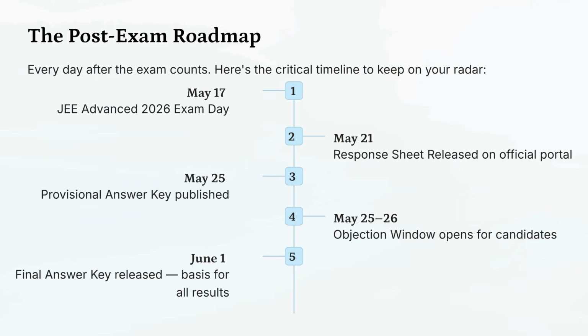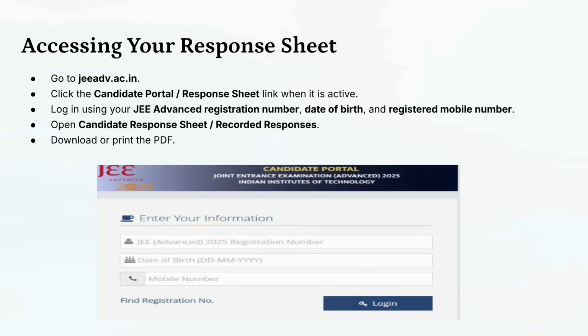Before taking any action, it's important to know the official timeline. On May 17, the JEE Advanced 2026 exam was conducted. Your response sheet will be released on the official website on 21st May. The provisional answer key will be published on 25th May, and the objection window will be open from 25th May to 26th May. And finally, on the 1st June, the final answer key along with the results will be released. Now let's see how to access your response sheet.